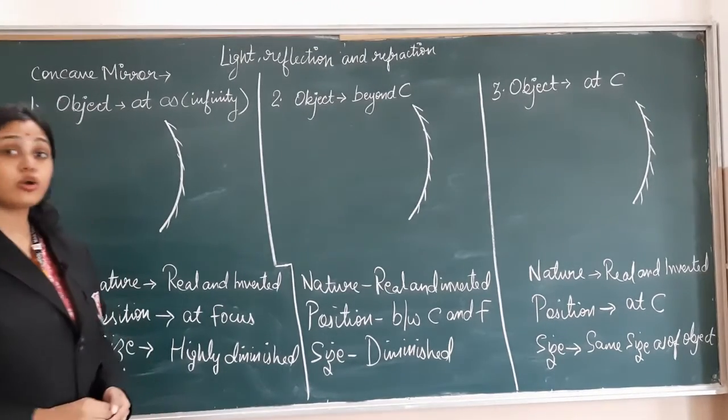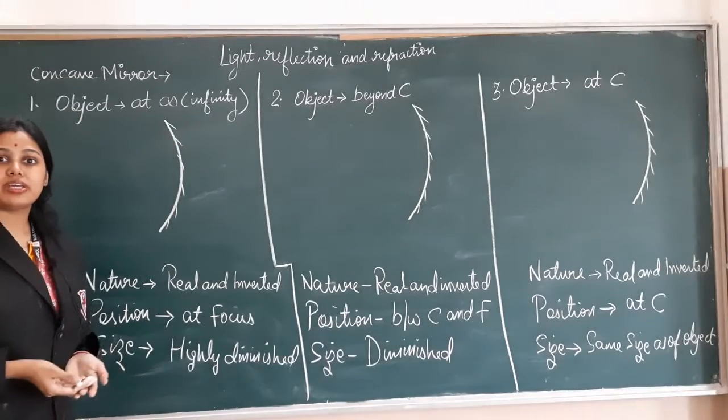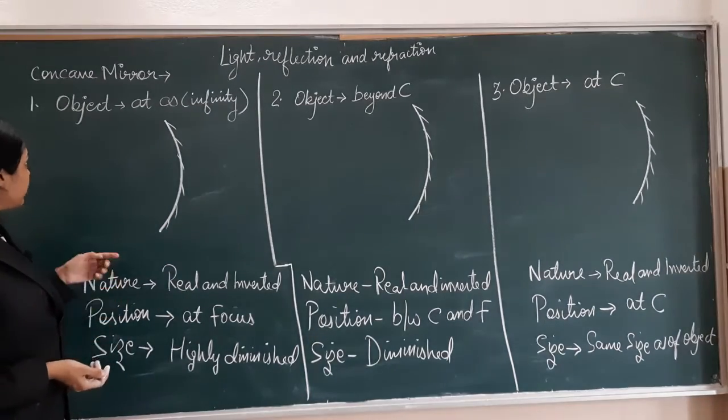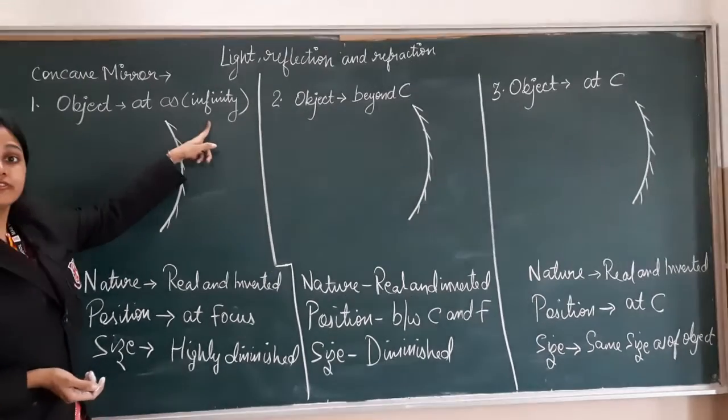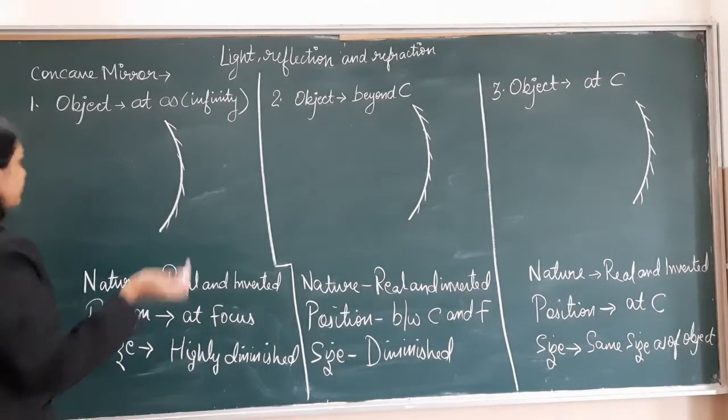So we are continuing concave mirror. In this video we have to study image formation by concave mirror. For the first image, we are keeping the object at infinity. Infinity is very far away from us, so the object is not visible.